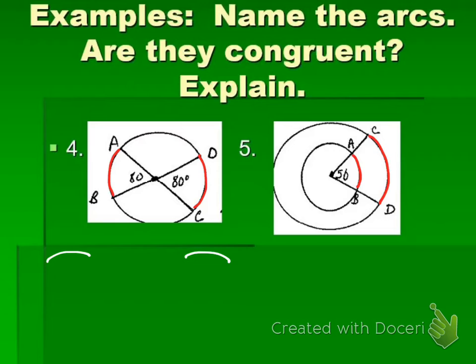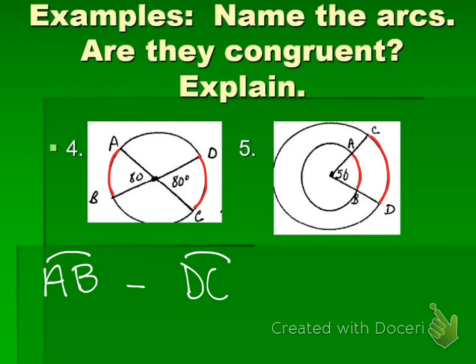All right, on number 4, so I've traced 2 arcs in red. I need someone that I have not heard from yet today to raise their hand and help me name those 2 arcs. Our arcs are AB and DC, and we have to decide if they are congruent.